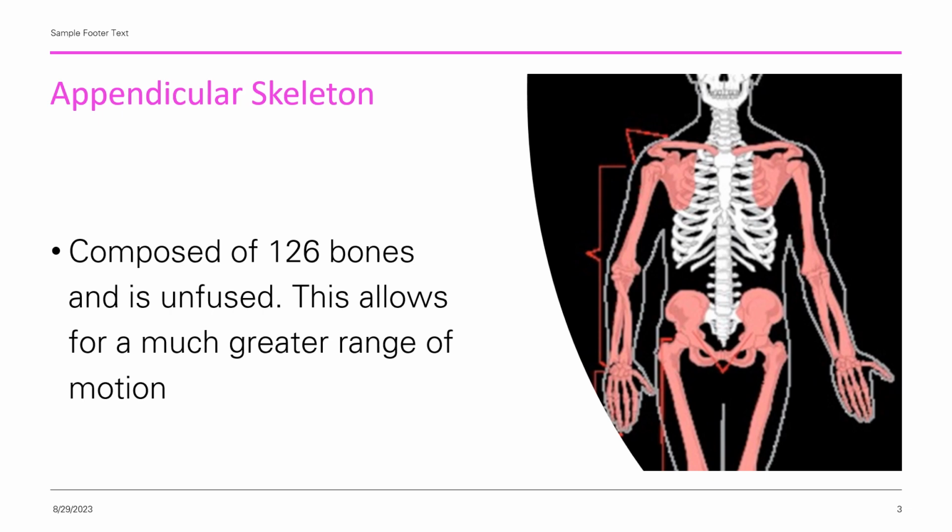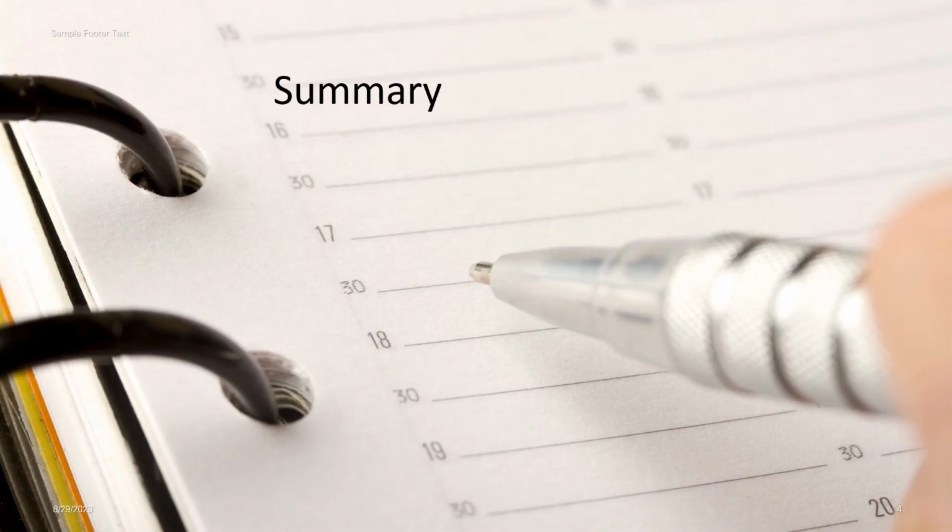The lower limb consists of the pelvic girdle, which is made up of the pelvic bones. The thigh bone, which is the femur. And the leg bones, so the tibia and fibula, and foot bones, so the tarsals, metatarsals, and phalanges.